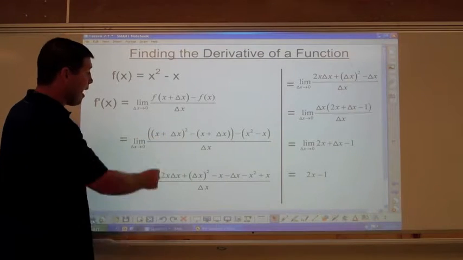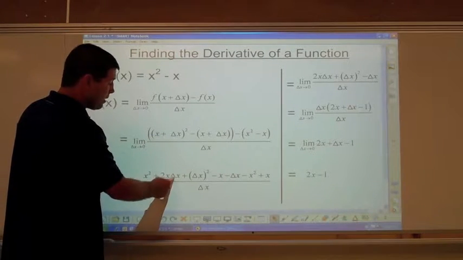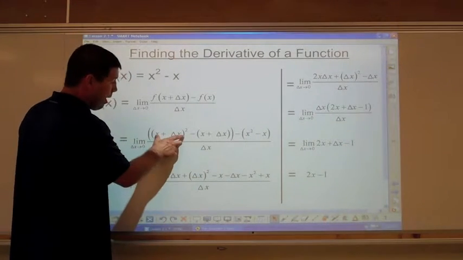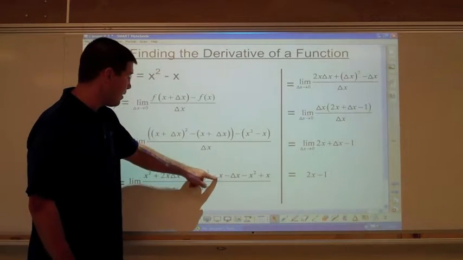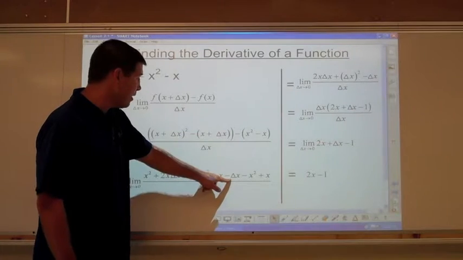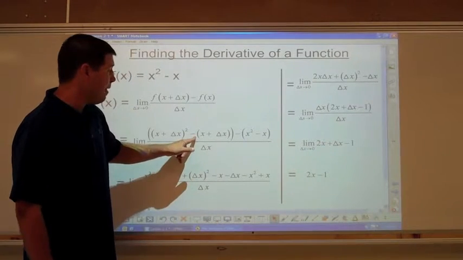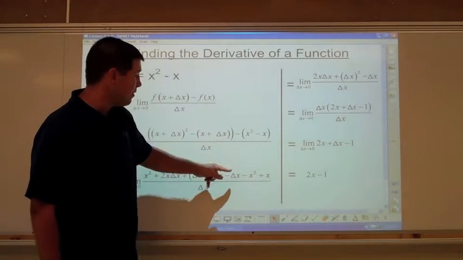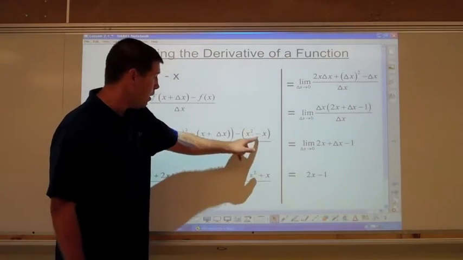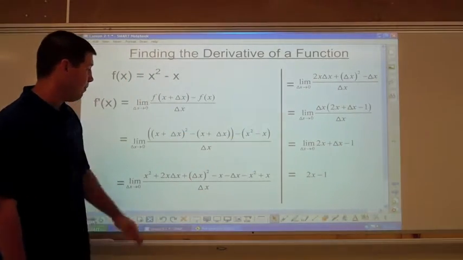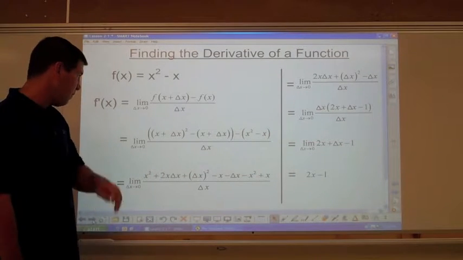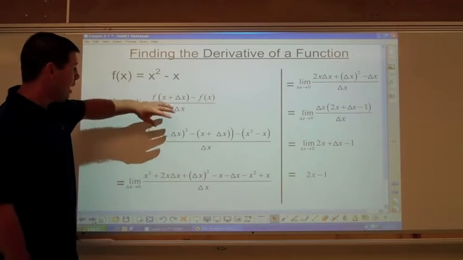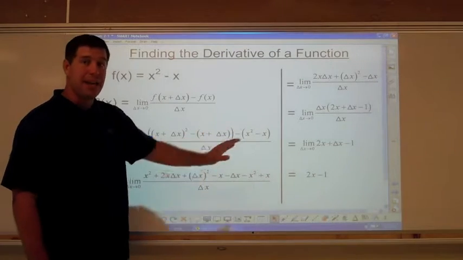Next, I square this out. x squared plus 2x delta x plus delta x squared. Binomial squared gets you this trinomial. Minus x minus delta x. Send that negative sign through. Then send this negative sign through. Minus x squared plus delta x. I'm sorry, plus x. All over delta x. So we got rid of the parentheses and sent the negative signs through.